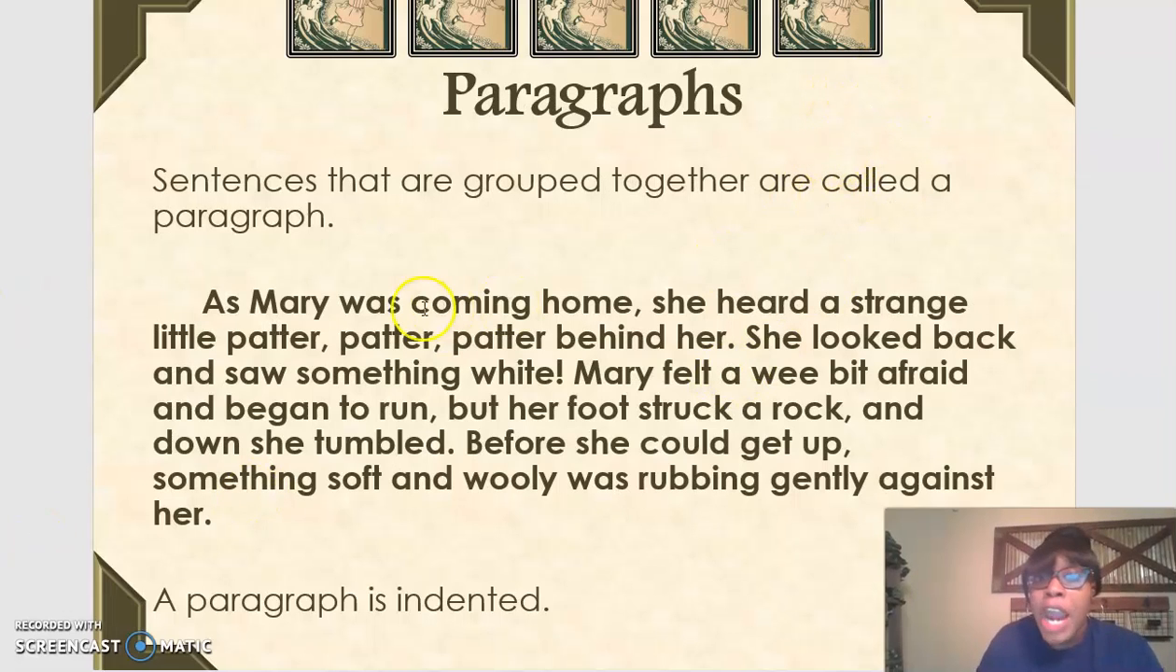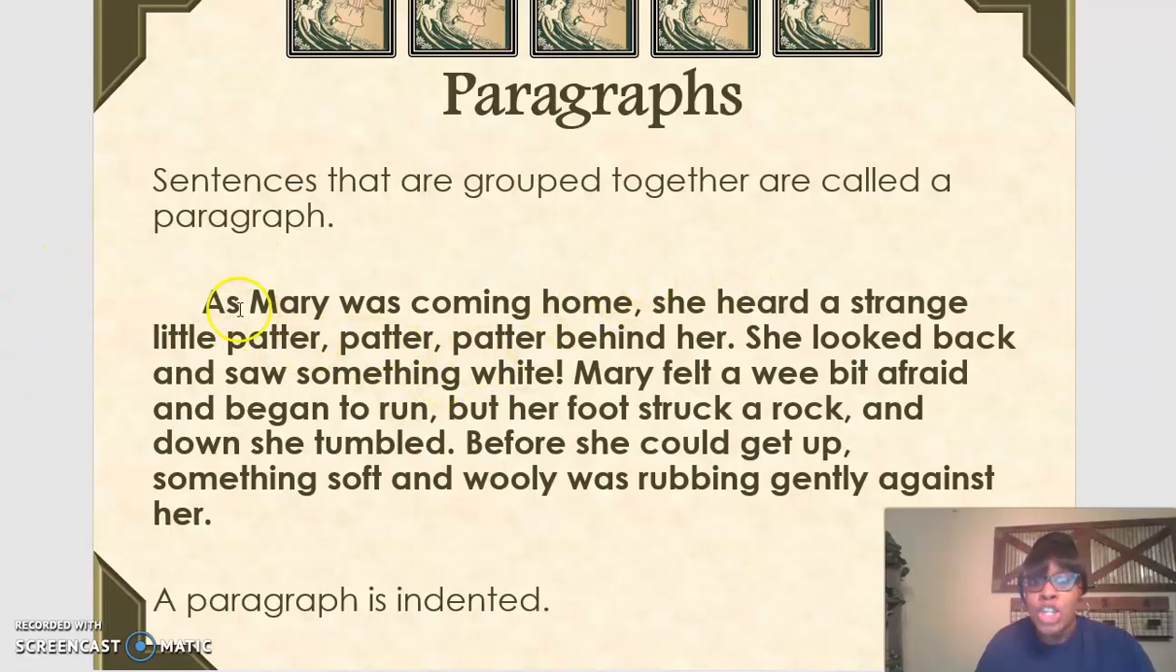Paragraphs. Paragraphs are sentences that are grouped together. So it's more than one sentence. Let's look at the example. As Mary was coming home, she heard a strange little patter, patter, patter behind her. She looked back and saw something white. Mary felt a wee bit afraid and began to run, but her foot struck a rock and down she tumbled. Before she could get up, something soft and woolly was rubbing gently against her.